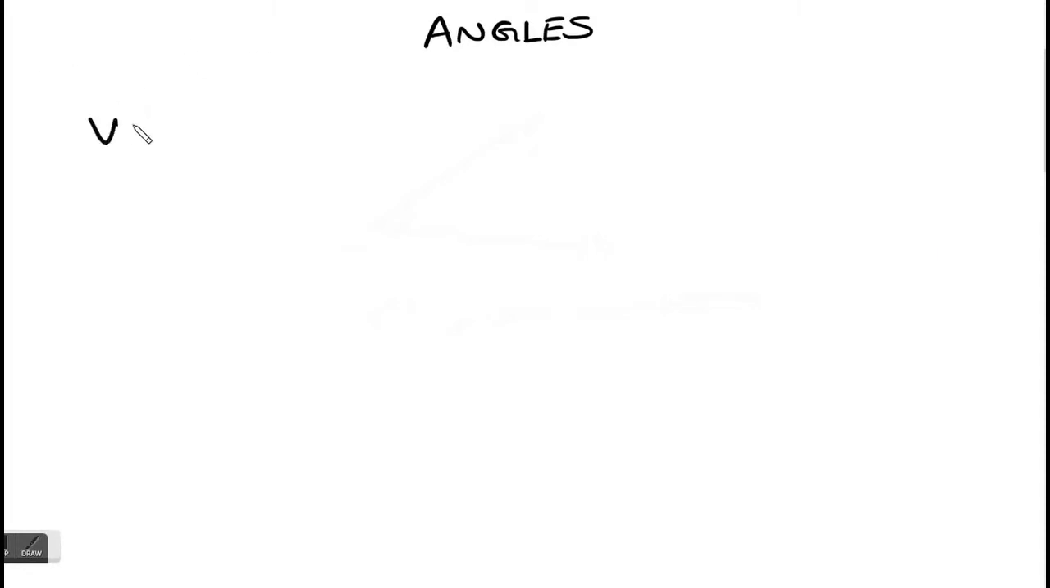So we'll learn what is a vertex. I'll read the definition of vertex. When two rays have the same starting or end point, they form an angle, and that common point is called vertex. I'll explain you with the diagram.